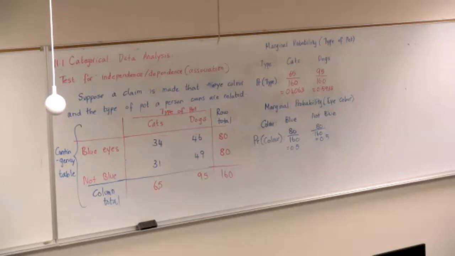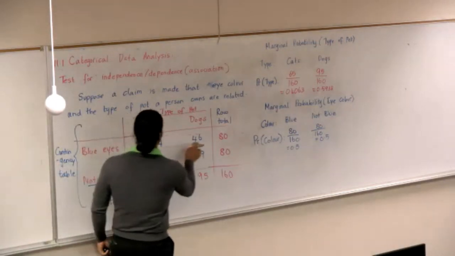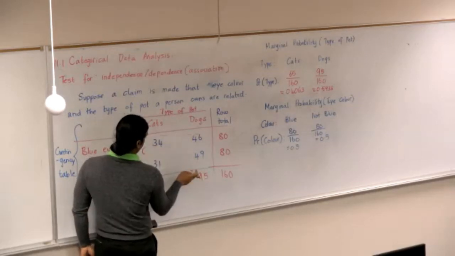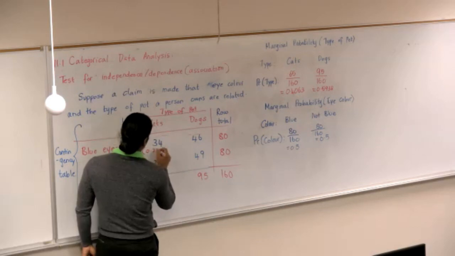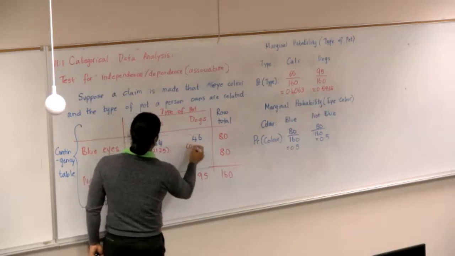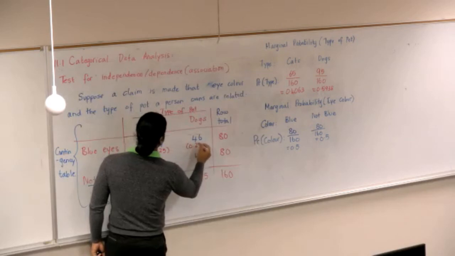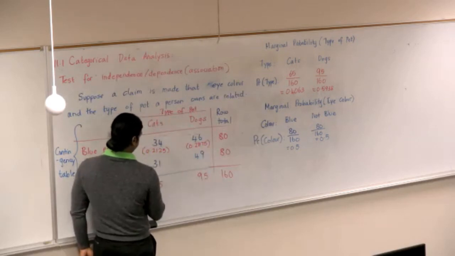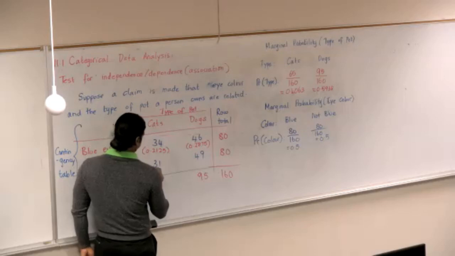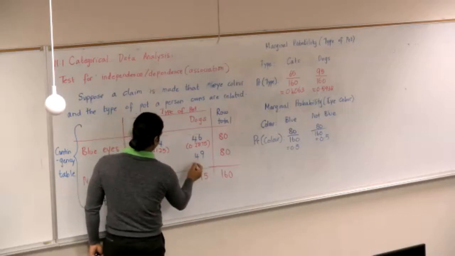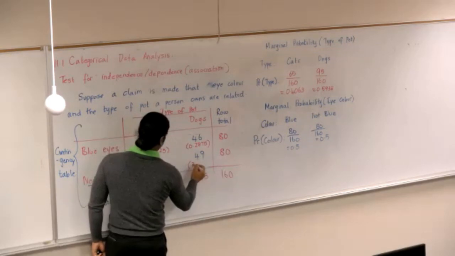Going to write the joint probabilities over here. 34 over 160, 21.21. 2875. 1938. And 3063.